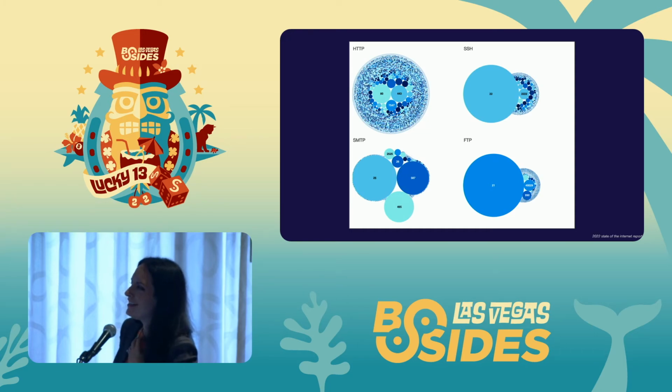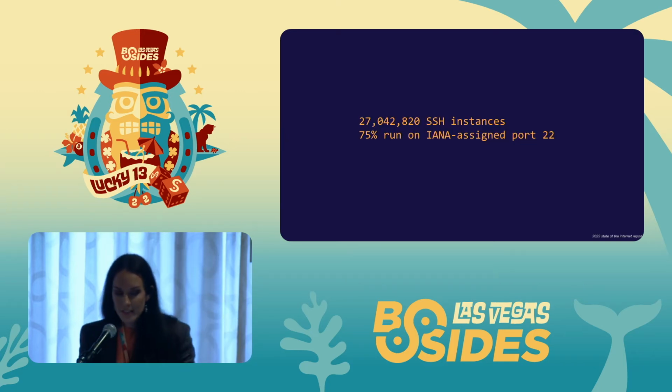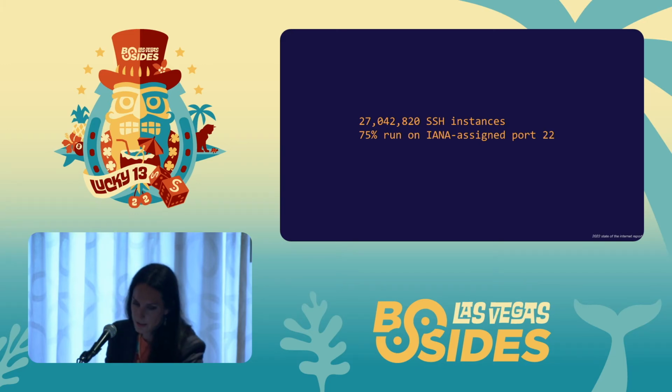And then SMTP is a whole other thing too, because of secure SMTP, deprecation of ports and that kind of thing. But either way, I think this speaks to the power of visuals. So 27 million SSH instances, 75% of them run on their assigned port. And this is just from one snapshot date, by the way. So this is one date that we see this many SSH services.